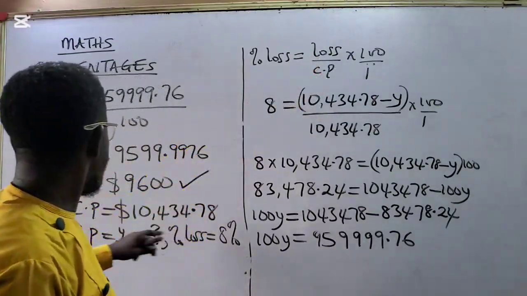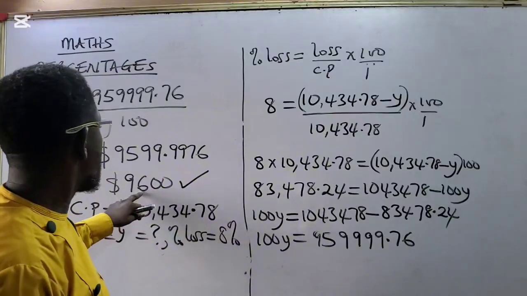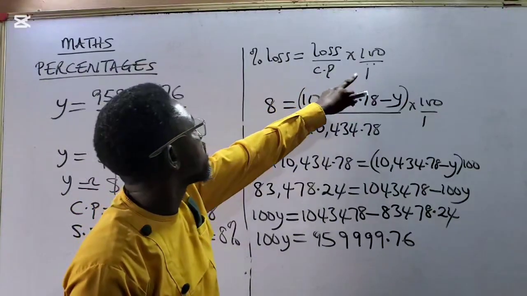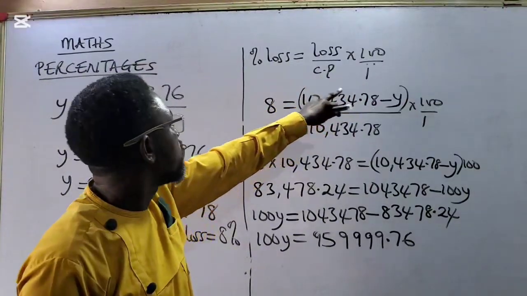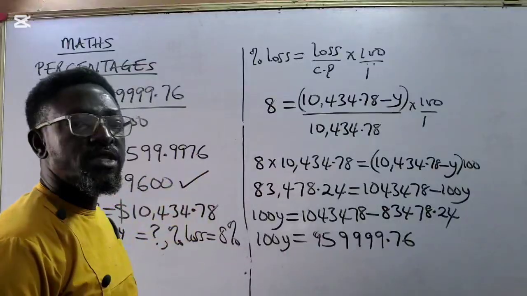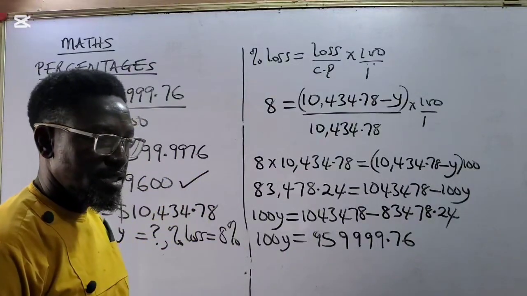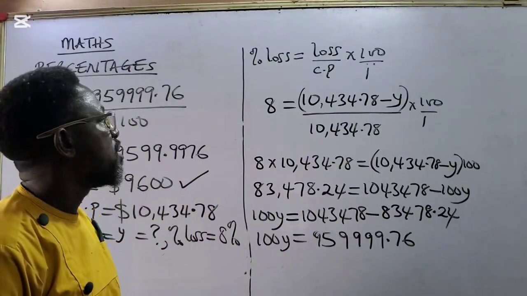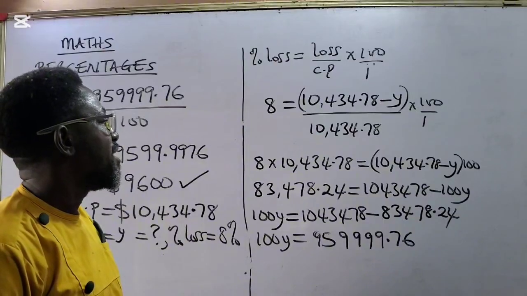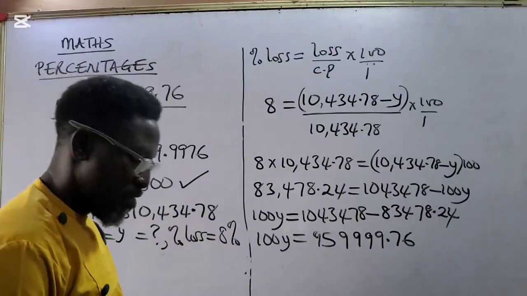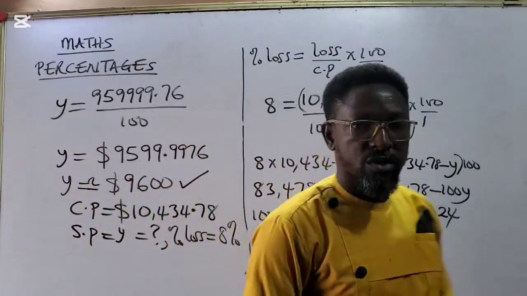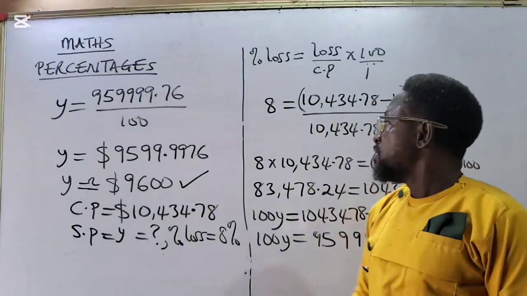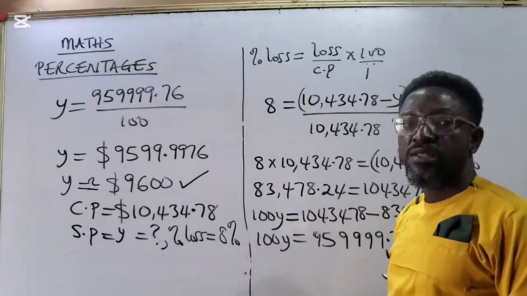Since you know it made a loss of 8%, the loss becomes the cost price minus the selling price, all over the cost price, times 100 over 1. You calculate that to see whether you arrive at 8%. If you arrive at 8%, then you know your answer is correct. But if you arrive at something less than that, then you know your answer is wrong. Okay? So that is the way to solve a question like this.